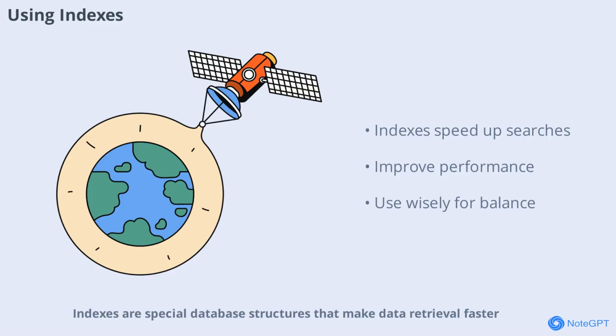Indexes are special database structures that make data retrieval faster. Think of them as a book's index, helping you find information quickly without scanning every page. In SQL, you can create indexes on columns that are frequently searched or sorted. This can dramatically improve performance, especially in large databases. However, indexes also take up space and can slow down data entry, so it's important to use them wisely.